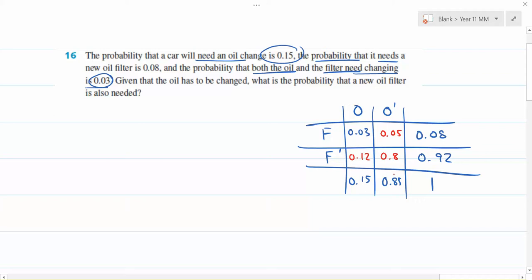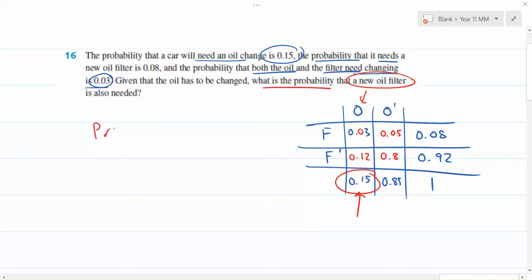Now, what's the question? The question says, given that the oil has to be changed, so you already know that oil has to be changed. So this is the condition. Oil has to be changed already. Remember, this represents oil needs to be changed, and that's 15% of the people already. So out of those 0.15, what is the chance that you need a new oil filter? Which is 0.03. Out of the people who already need an oil change, how many of that group need a filter change? So I'm using logic right now. That's just 0.03 out of 0.15.